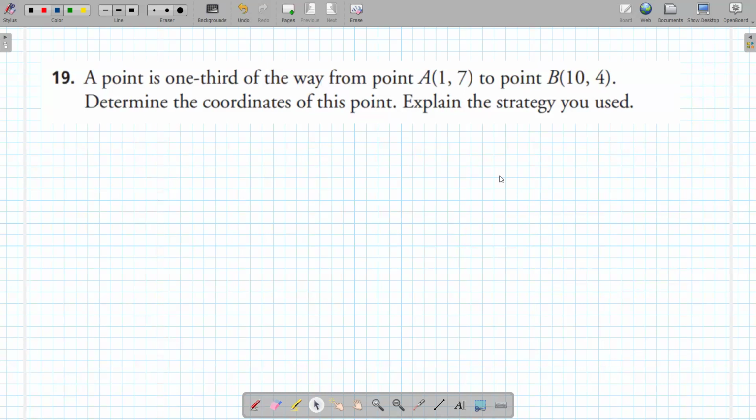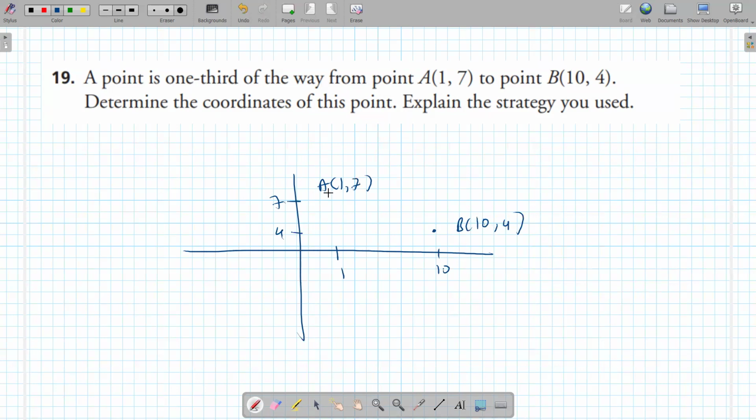A point is 1/3 of the way from A to B. Determine the coordinates of this point. Explain the strategy that you used. So we have A (1, 7), and then we have B (10, 4). We're trying to find the point that is 1/3 of the way, now, not 1/2 of the way, okay? 1/3 of the way.